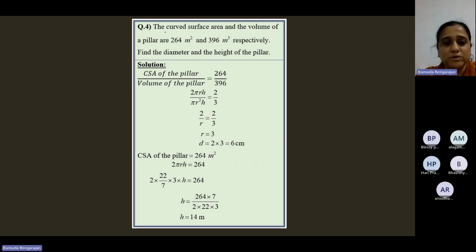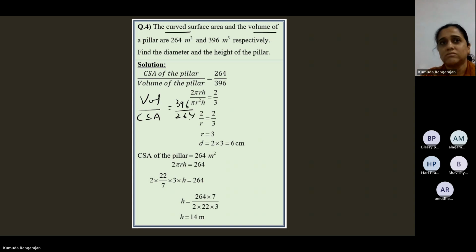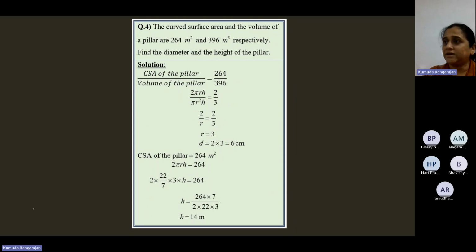I wrote CSA by volume because CSA and volume is given. You can also write volume by CSA. Volume by CSA is equal to 396 by 260. So first we do that division and we get the value of R. Double the value of R is the diameter. So that is one part of the answer. Then the next question, height.